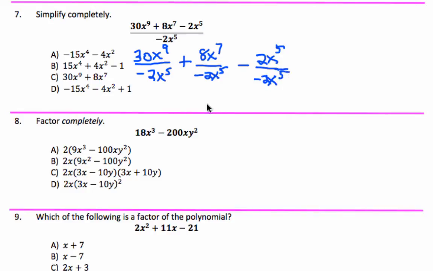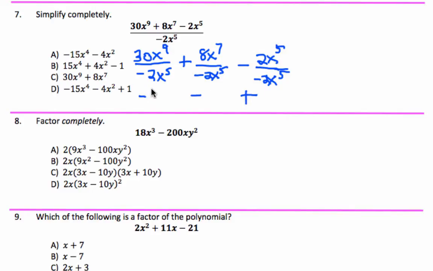Now what I like to do is to determine the sign of each fraction and then cross out. Here we have a positive divided by a negative, so that will be negative. Here we have a positive divided by a negative, which will be negative. And here we have a negative divided by a negative, which will be positive. So now let's cross out.